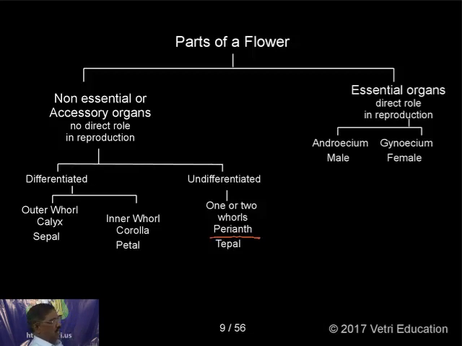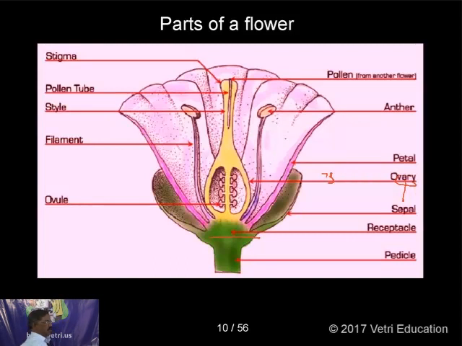Regarding the essential organs, androecium and gynoecium: the androecium is the third whorl of the floral parts, whereas the gynoecium is the fourth whorl. The androecium is the male part of the flower. The gynoecium is the female part of the flower. Here again I will show you the parts. This is the pedicel, and from it you can find the outer calyx, inner corolla, androecium, and the central gynoecium. So this is a typical flower having the 4 whorls of floral parts.